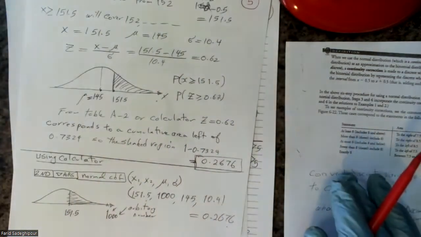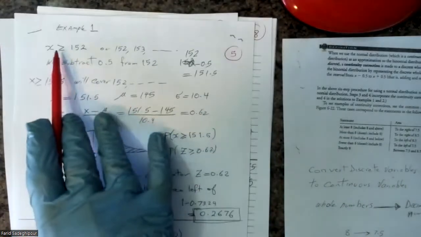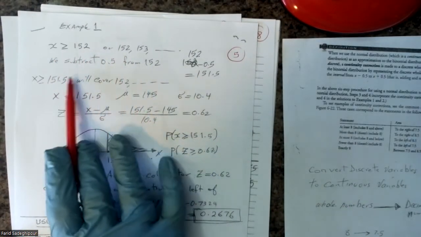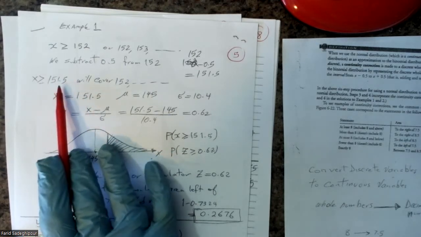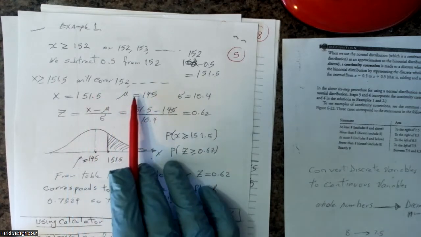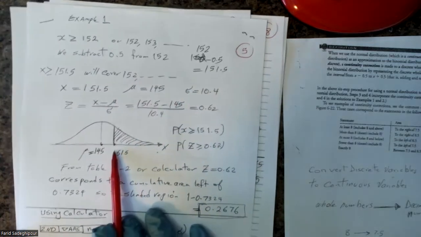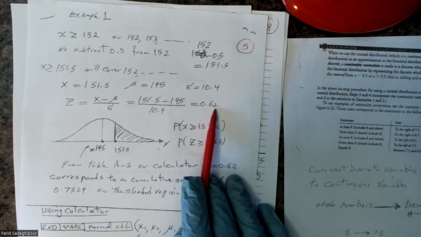Now, rather than calculate X greater than or equal to 152, we do X greater than 155.5. You put it in the decimal. Then we have to convert the X to the Z, and when you find it, the Z is 0.62.